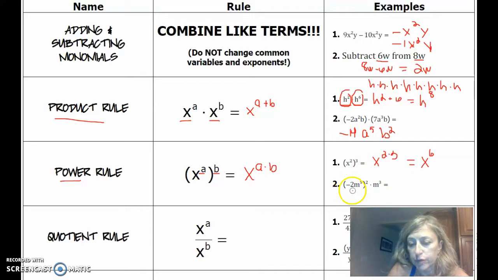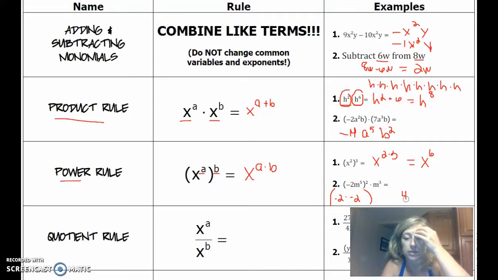If I have a negative 2 here, and that's being taken to the second power, negative 2 to the second power means negative 2 times negative 2, right? Okay, so I'm going to write that over here so you don't forget. I'm just showing you this over here as an example. Negative 2 times negative 2 is 4. Okay, for a start. Now I have m to the 5th taken to the second power.